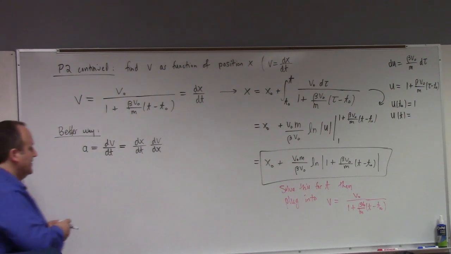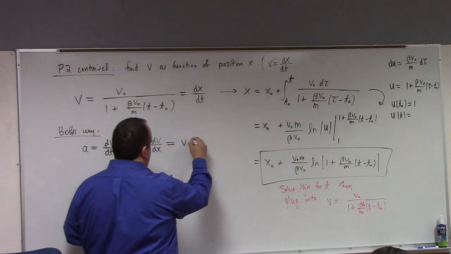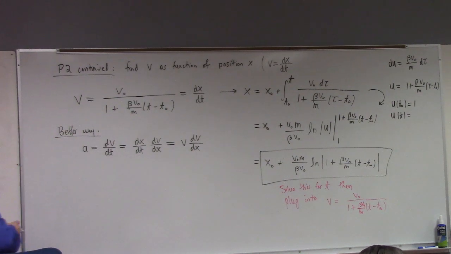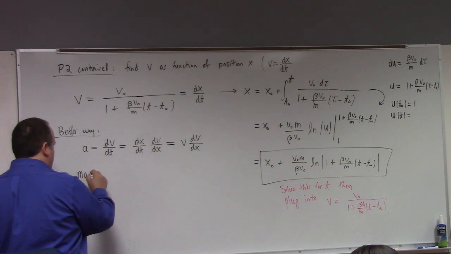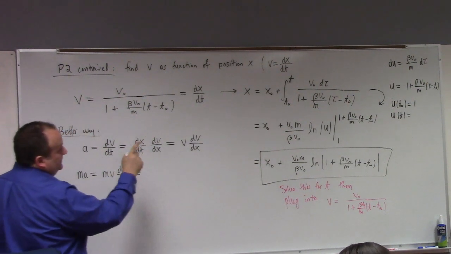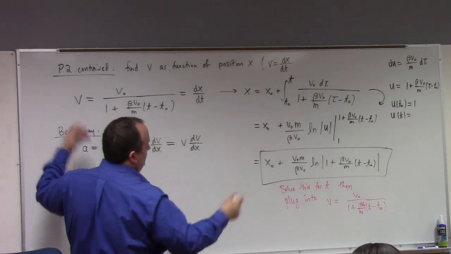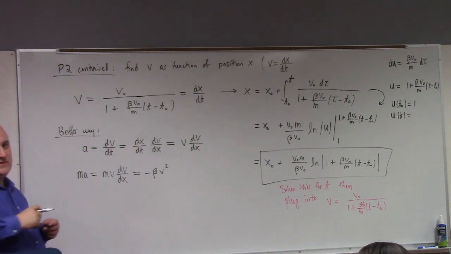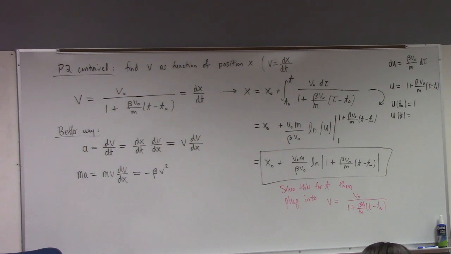OK, we're good. So this is v dv dx, which I love to say. v dv dx, v dv dx. It just feels right. So v dv dx is equal to what? Well, we've got ma is equal to m v dv dx. And that, my friends, is equal to what was given, minus beta v squared, right? That was the deal, wasn't it? Yeah? Now, solve.